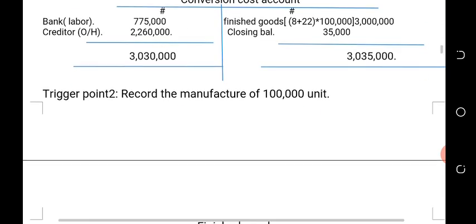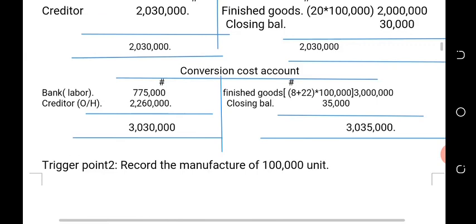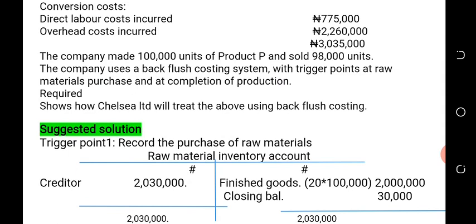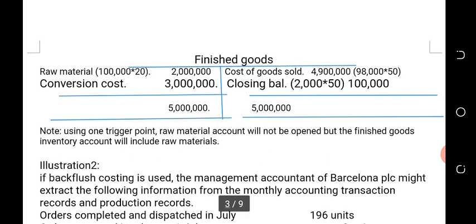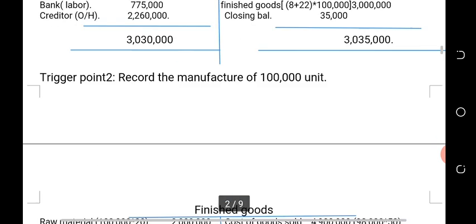The next thing is to calculate cost of goods sold. How many units were sold? The units that were sold were 98,000 units. So you multiply 98,000 units times the standard cost of production, which is 50 naira. So then we now have 4,900,000. Then you look at the difference, which is the closing balance. So this is how you record your Backflush accounting.